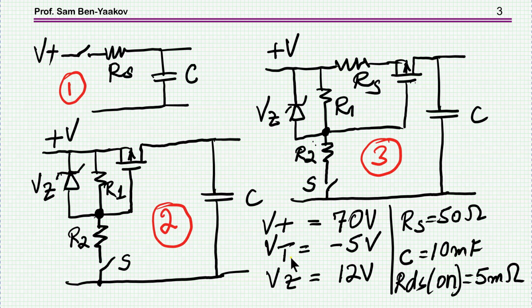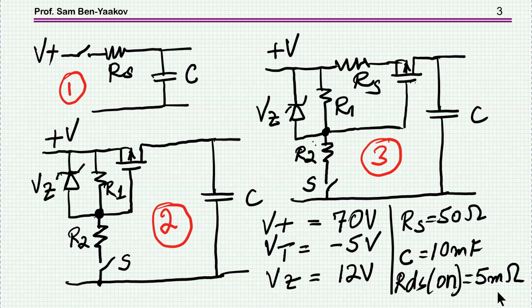In order to make the cases more specific, I've just added numbers: the voltage is 70 volt, the threshold of the transistors is -5 volt, the zener diode is 12 volt here, and then we have the RS, which is this, and these resistors are 50 ohms, the capacitor is 10 millifarad, and the RDS on of the transistor is 5 milliohm. So these are just numerical values, if someone would like to do some calculation, although the circuits can be evaluated by just looking at them and analyzing how they work.